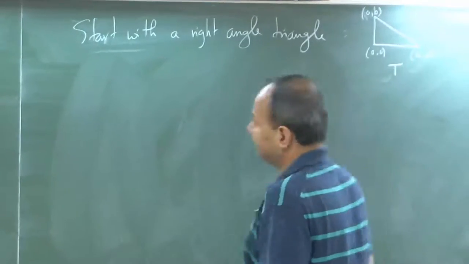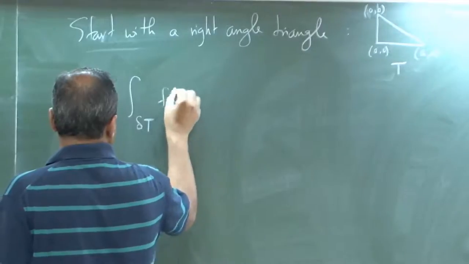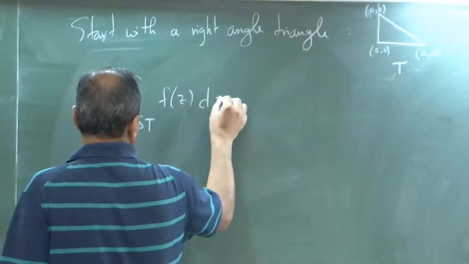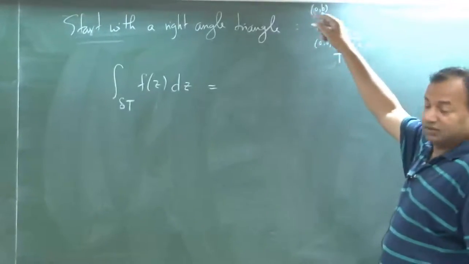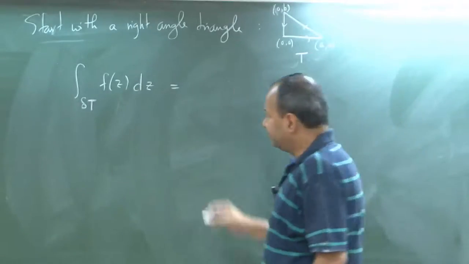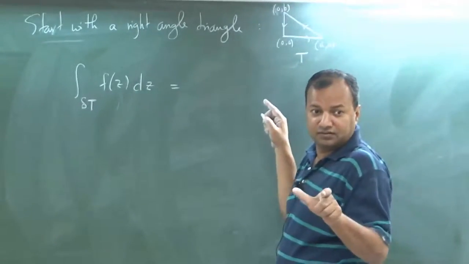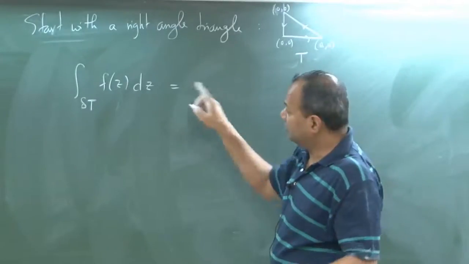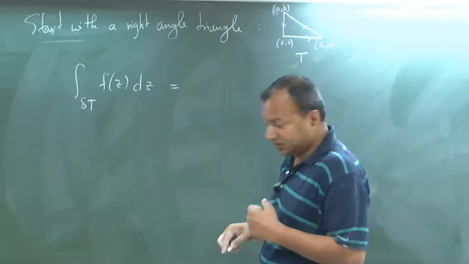So, let us call this t. And what is delta t of f z? So, delta t is the boundary of t, traversed counterclockwise. There are three edges defining this boundary. So, we can break this integral down into three pieces.